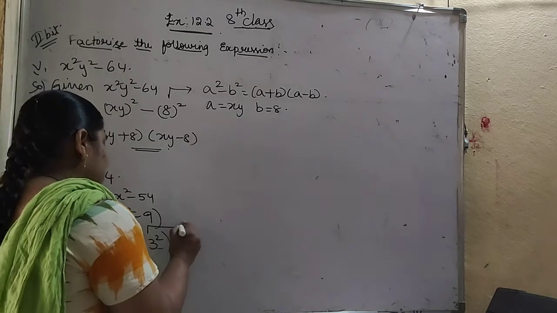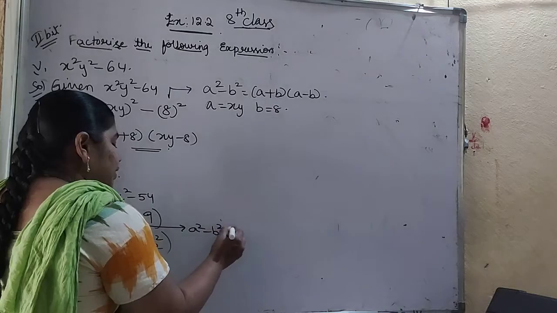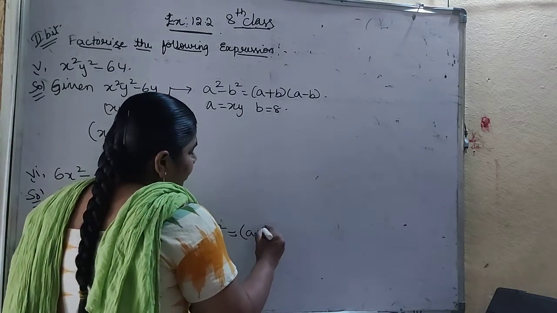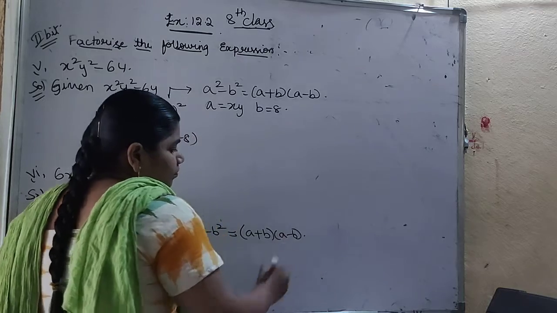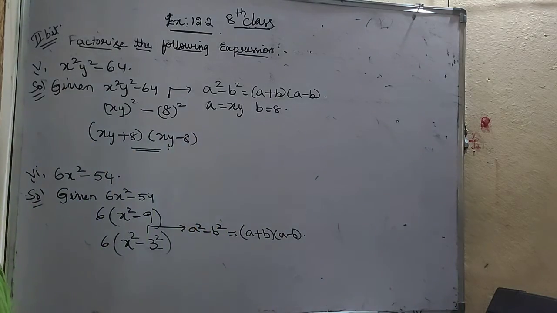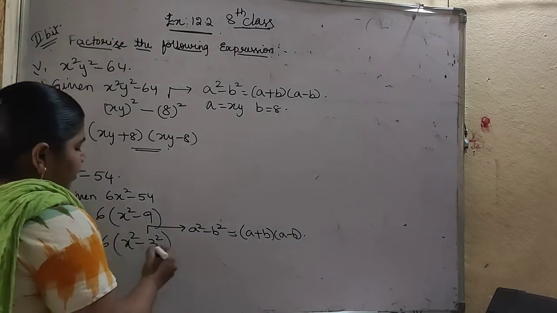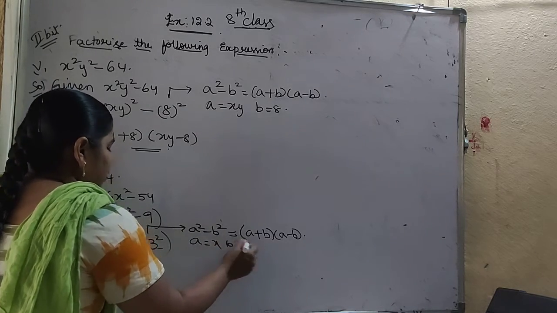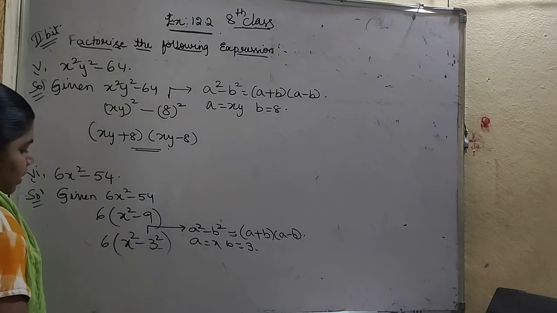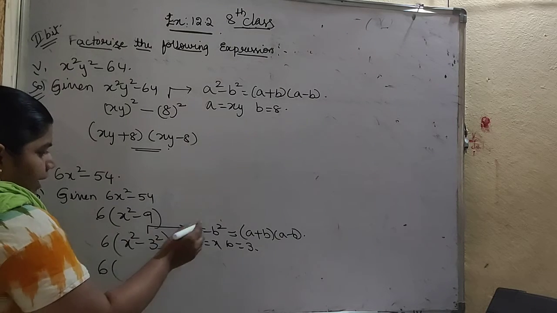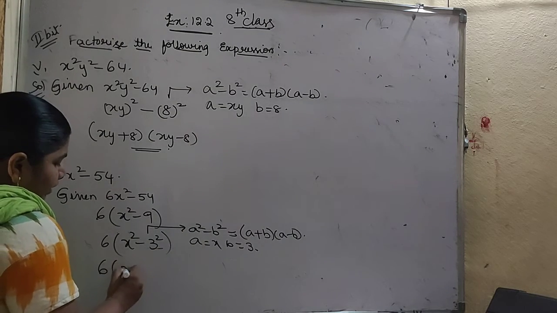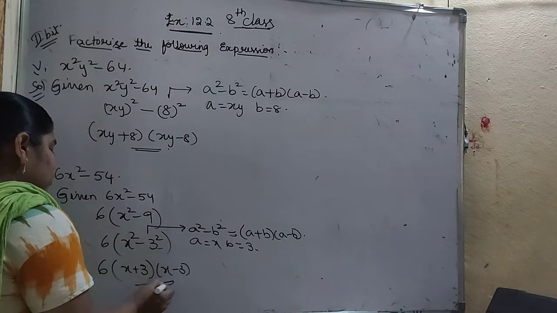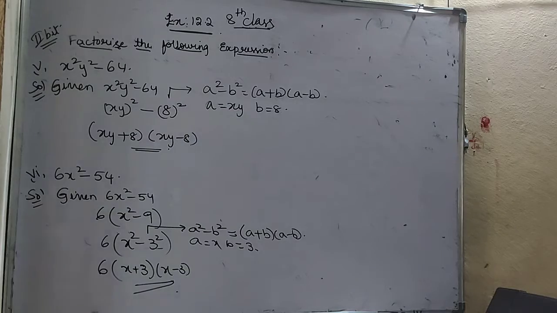Now this form has been converted to a square minus b square. A square minus b square is nothing but a plus b into a minus b. So here the a value will be x and the b value will be 3. The 6 we have to write as it is. So 6 into a plus b into a minus b means it will be 6 into x plus 3 into x minus 3. So this is our sixth solution.